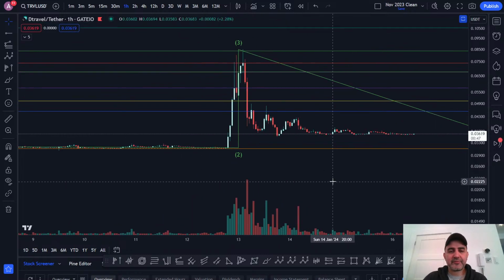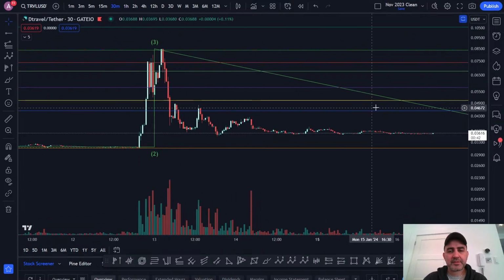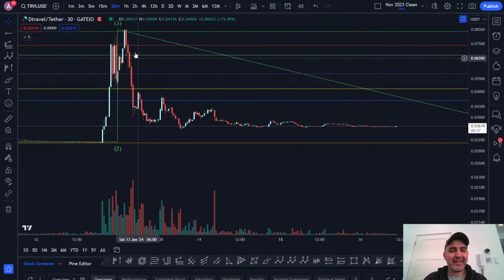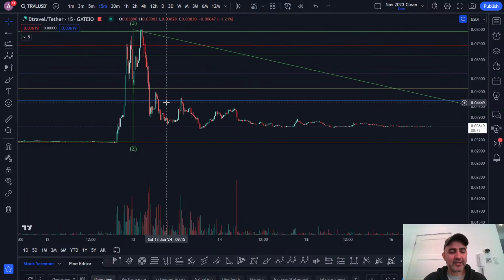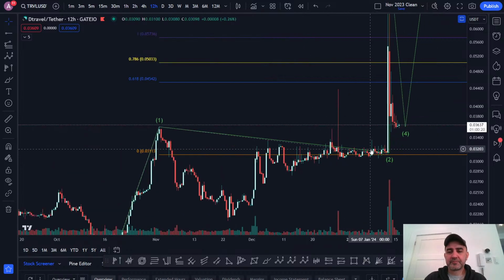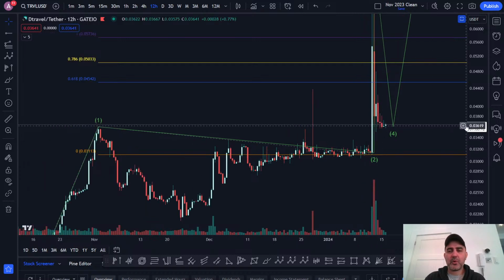I mean, it's really hard. It's not easy to look at this and do an ABC on this pattern. And this is a very illiquid environment with a lower time frame. It's not easy to do an ABC on that, but I think what we're trying to form now is a 4.